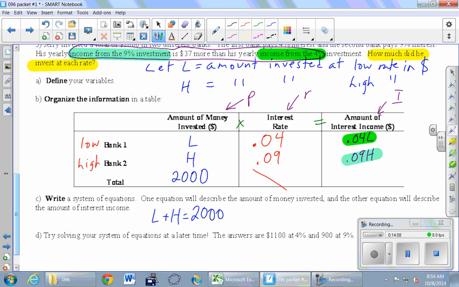So let's translate very carefully. The income from the 9%, that's 0.09H, equals 37 more than. I haven't read that part of the sentence yet. But 37 more than, I know, means 37 plus. And then the 4% income was 0.04L. A lot of ways to get that equation wrong, but if you just read it piece by piece and translate each piece into symbols, I think you'll get it right.